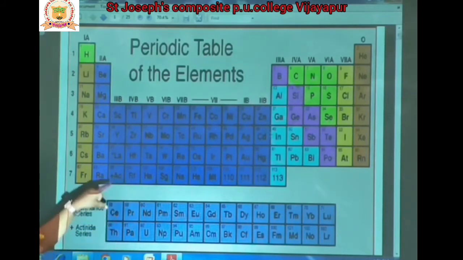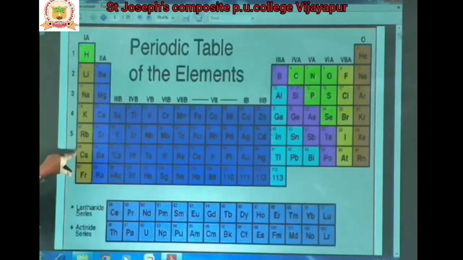Let us see what the advantages are. Why do we classify the elements? We classify the elements for easier studying and easier understanding of the properties of each element.